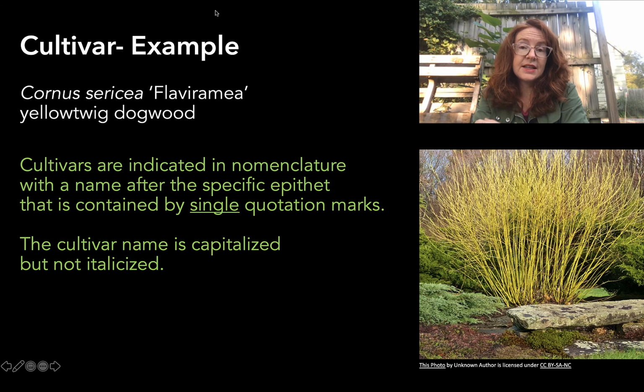Cultivars are indicated in nomenclature with a name that comes after the specific epithet that is contained within single quotation marks. The cultivar name is always capitalized, but never italicized or underlined.